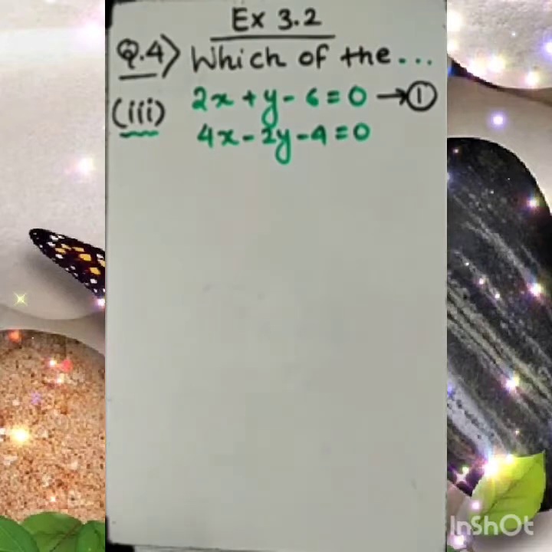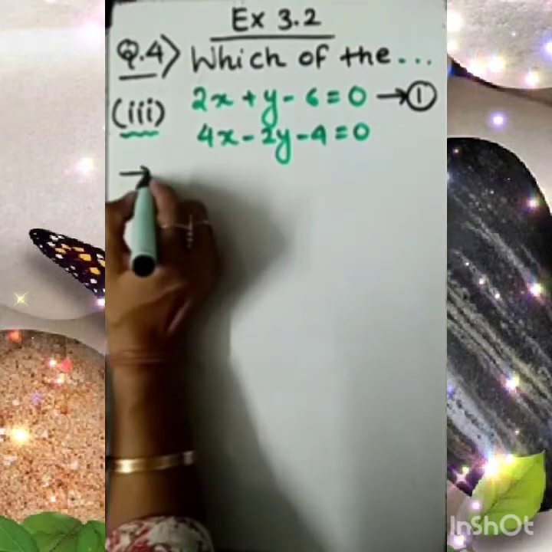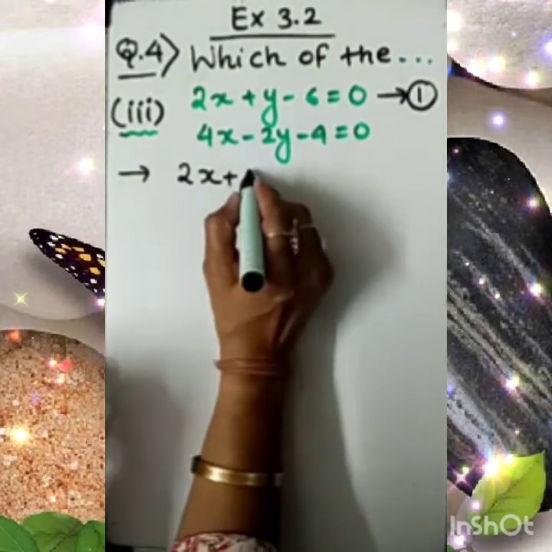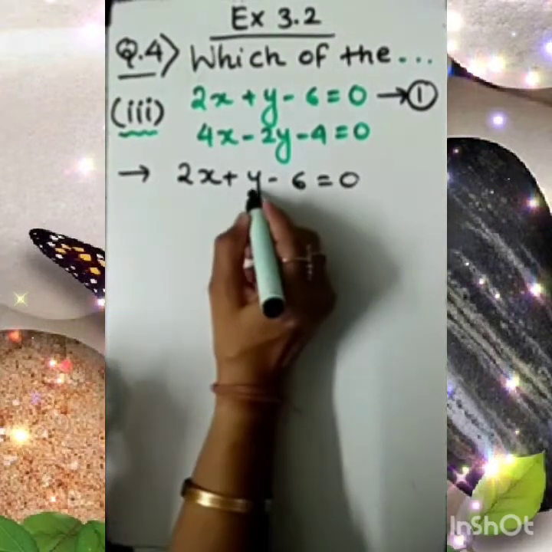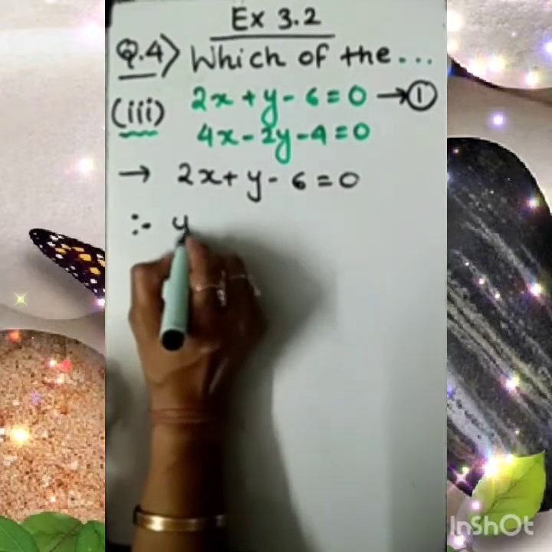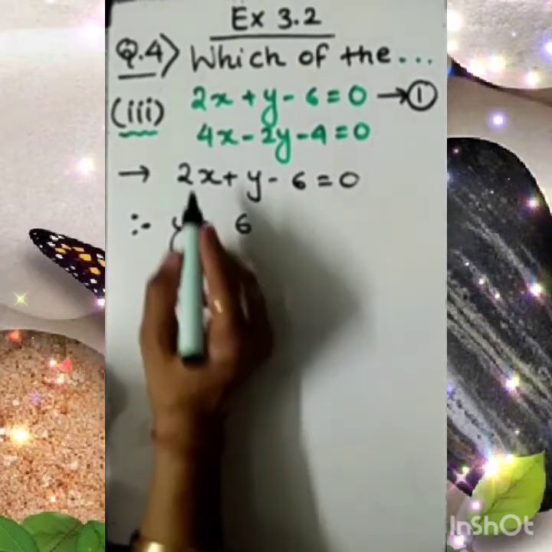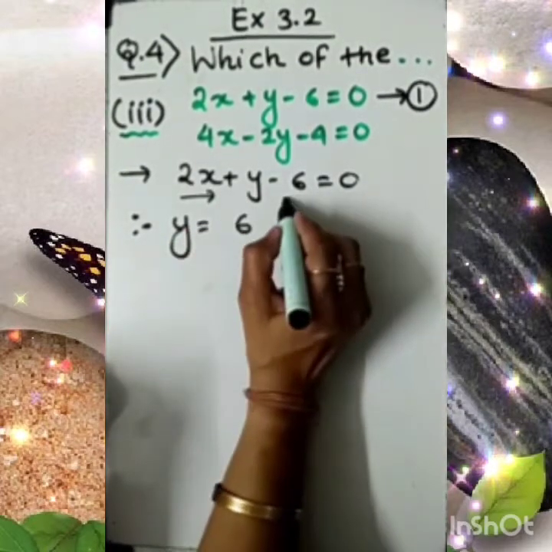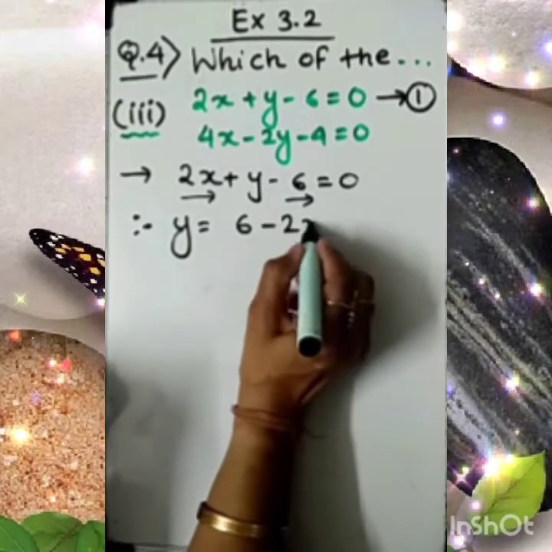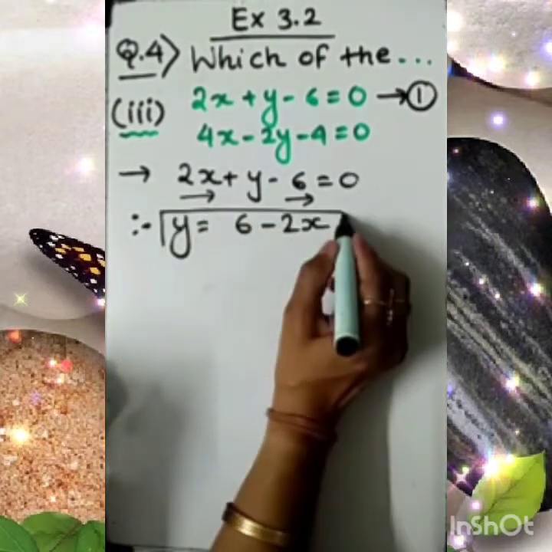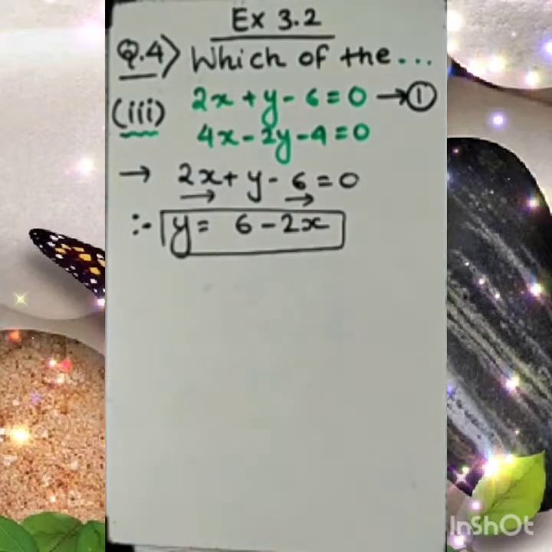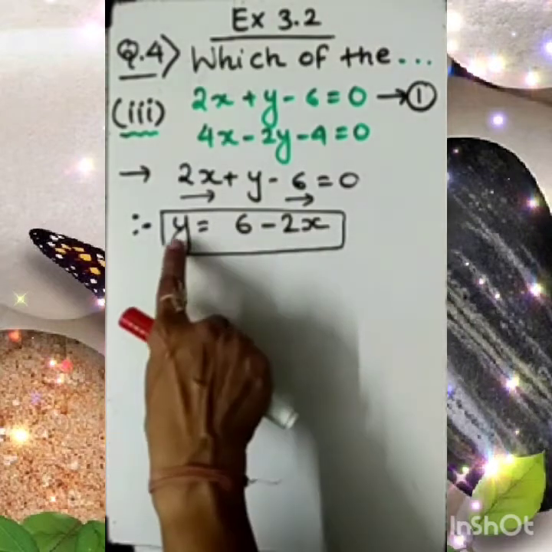So let's work out the first equation first. Let's take the first equation, simplify it and make y the subject. The 6 moves to the right side, minus 6 becomes plus 6, and after transposing 2x to the right side it gives minus 2x. So simply, the value of y equals 6 minus 2x. Clear? Now for different values of x, we will get the value of y.